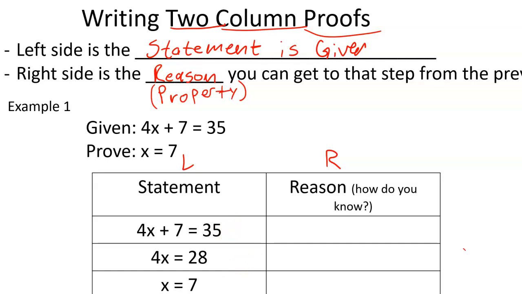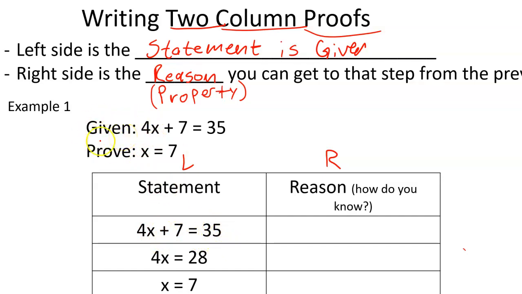Okay, so let's actually write a small one out. We're given the equation 4x plus 7 equals 35, and we want to prove that x is equal to 7. So basically we solve this for x equals 7. Most of you guys know how to solve this, but again, we're trying to get into the idea of writing proofs of it. So the first statement is 4x plus 7 equals 35. That's our given, okay?